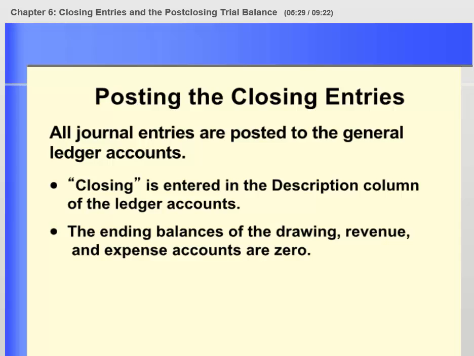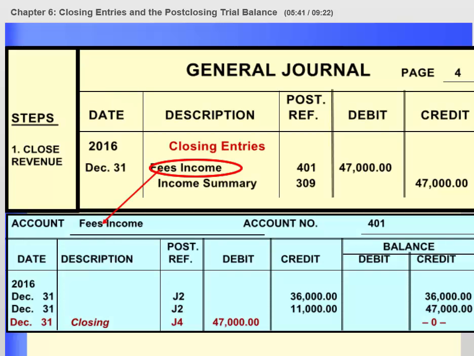Now, all of the closing journal entries need to be posted to the general ledger. When posting the closing entries, make sure you write "closing" in the description column of the general ledger. Here is the fees income account in the general ledger. Notice that after posting the closing journal entry of a $47,000 debit, it now has an end-of-period balance of zero.